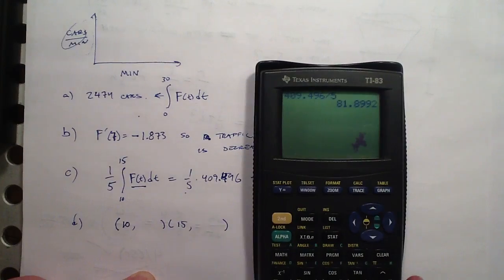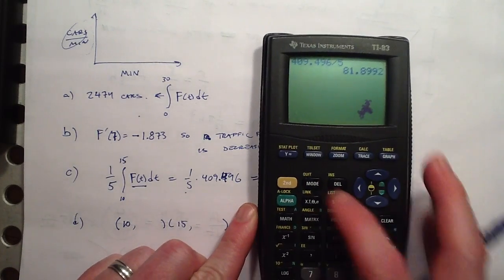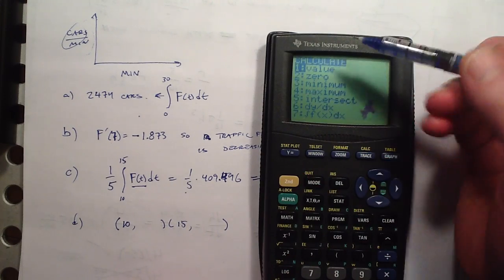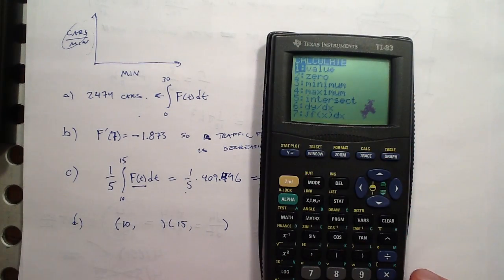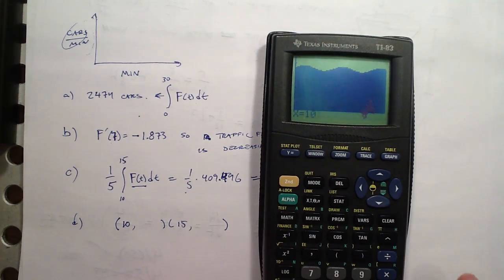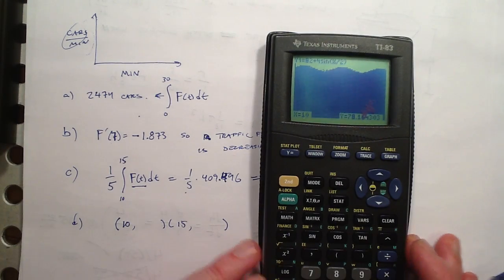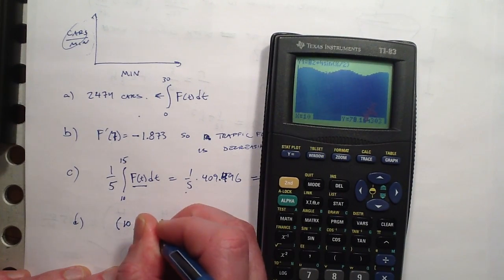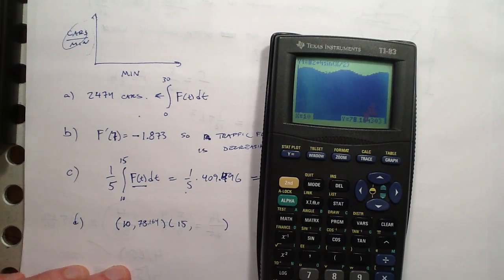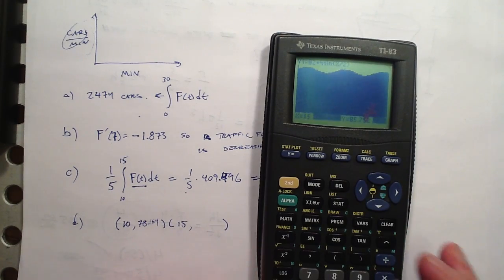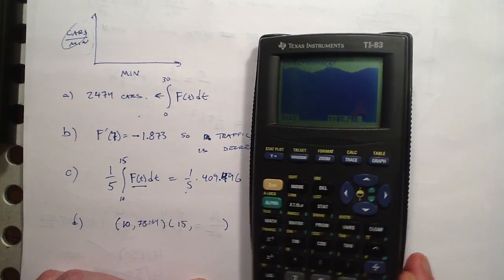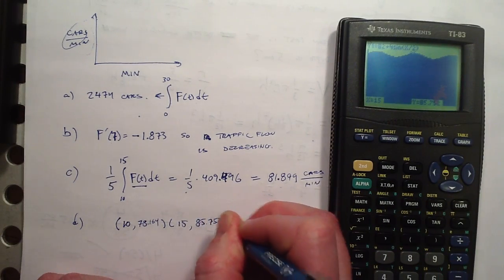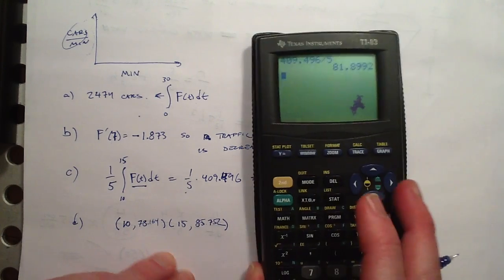Since I already have it graphed, I'll just get the y values. I'll go second calculate, with values for my function. First, the value at 10 is 78.164. And at 15, it's 85.752. And then I'll go back to the home screen and find that slope.